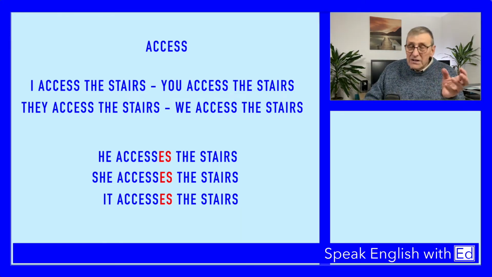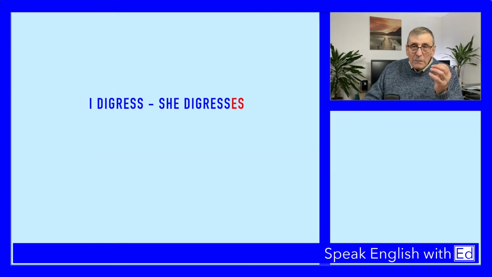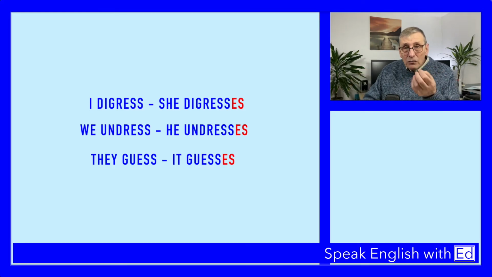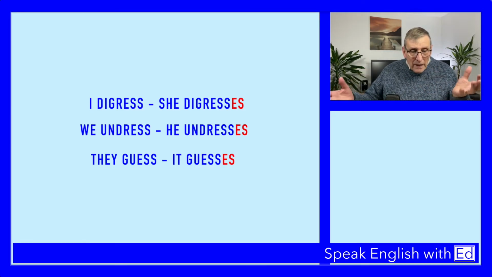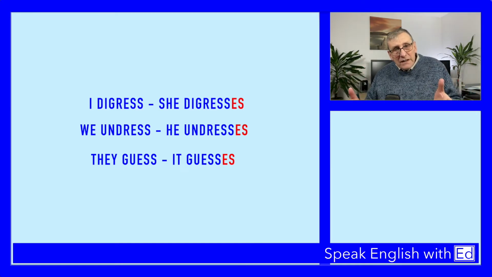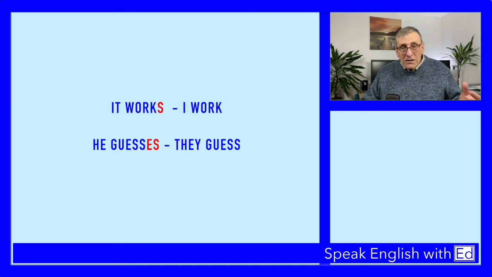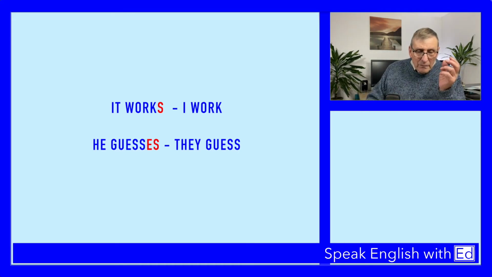And the same applies for things like digress. She digresses. Words like undress end in an s, so you've got to add es. He undresses. So it may take a little while to get used to this, but if you work on it and you practice these every day for just a few days, you will get into the habit of saying it works, I work, and so on.